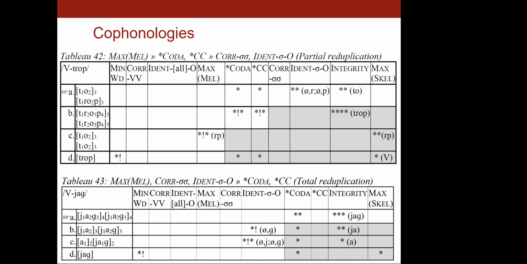If, however, the constraint that says the syllables must be identical is ranked above star coda and star complex onset, then you get codas and complex onsets in the reduplicant. So we have two cophonologies.